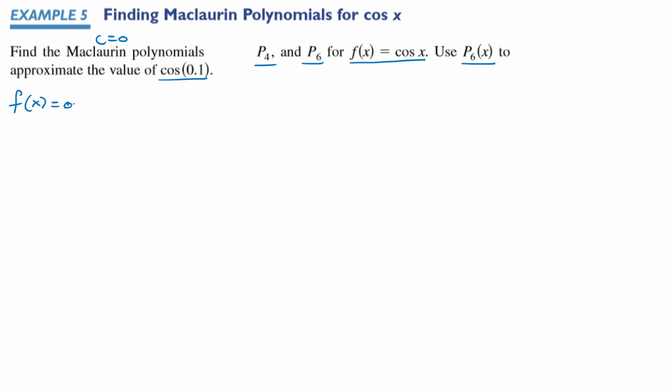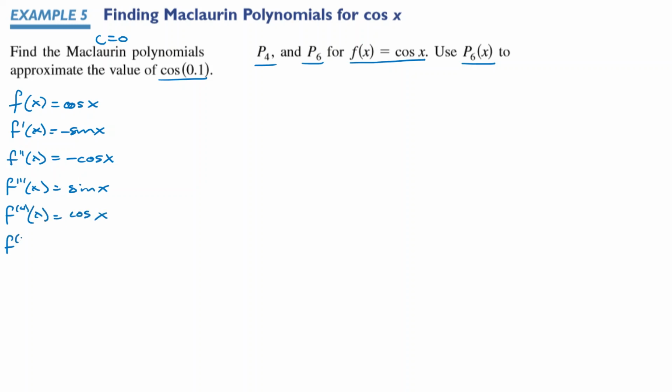So f of x is cosine of x. F prime of x, derivative of cosine is negative sine. F double prime, derivative of negative sine is going to be negative cosine. F triple prime, derivative of negative cosine is back to positive sine. Fourth derivative, derivative of sine is just cosine. Fifth derivative, derivative of cosine is back to negative sine. And now we're kind of following this pattern all over again. Sixth derivative, negative sine is negative cosine.